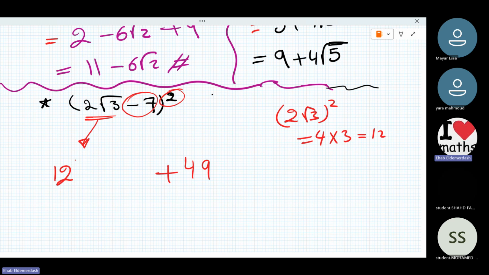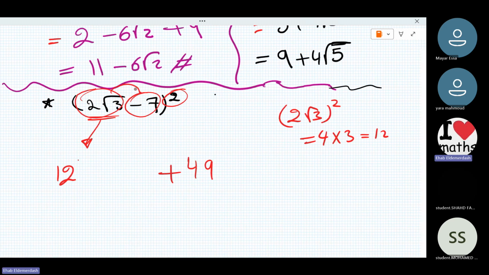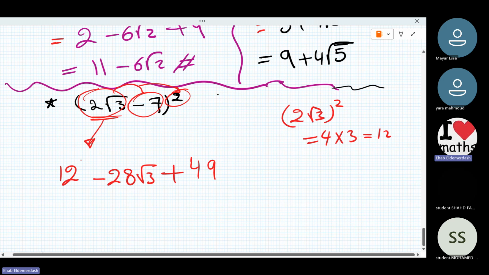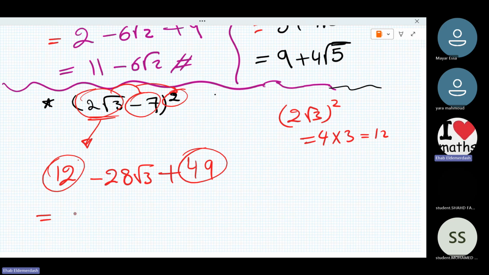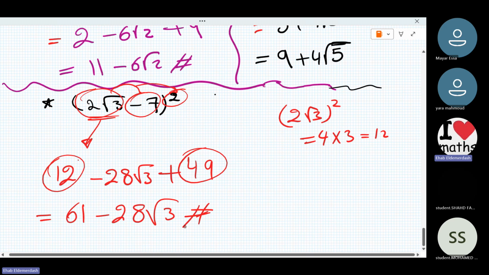Then in the middle, first times second times 2: 2 root 3 with 7 gives 14, minus 14 with 2 gives minus 28 root 3. So the final answer will be 12 with 49, which gives us 61 minus 28 root 3. So I have simplified the question.